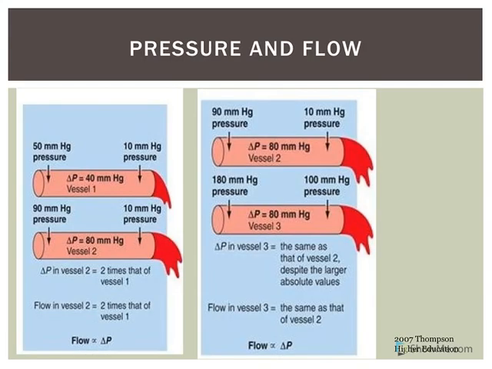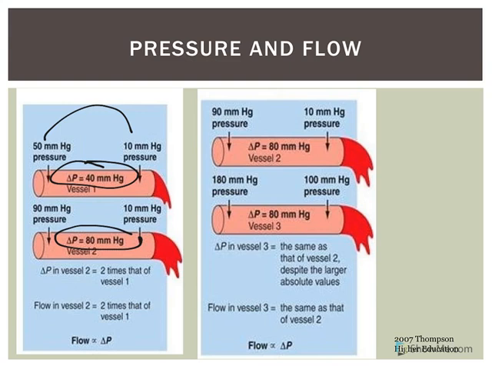So let's look at this picture here. Now, over on the left, you see this blood vessel, the difference in pressure from 50 to 10 is 40 millimeters of mercury. The one below it, the difference between 90 and 10 is 80. Well, that second blood vessel has twice the amount of blood flow as vessel 1. It's a direct proportional relationship.